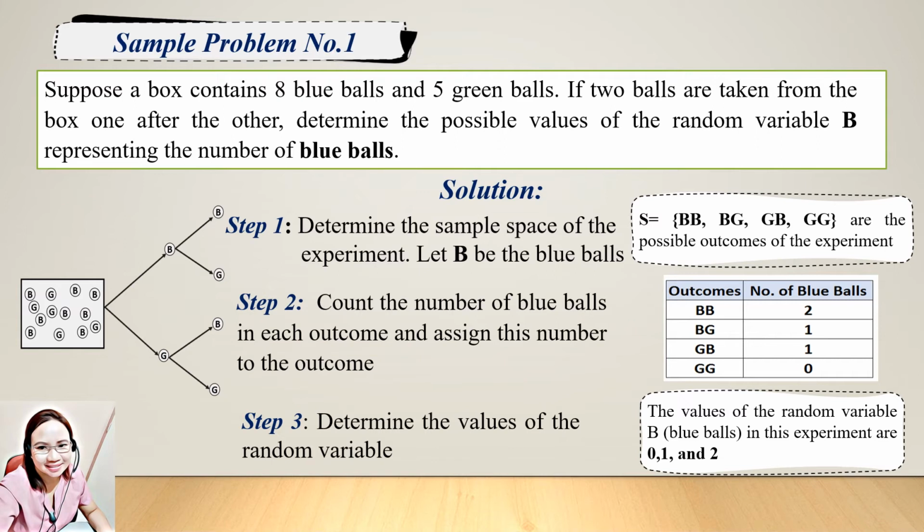And the last step, step 3, is determine the values of the random variable. And the values of the random variable B, representing blue balls in this experiment, are 0, 1, and 2. So, class, ganun lang kasimple itong procedure natin sa pag-determine ng value ng random variable.